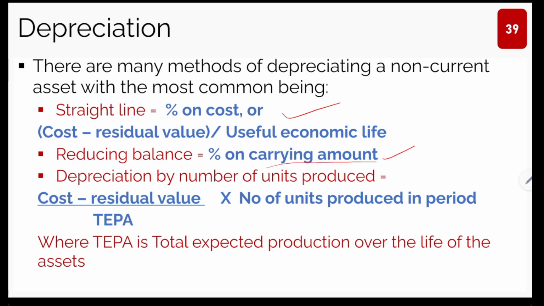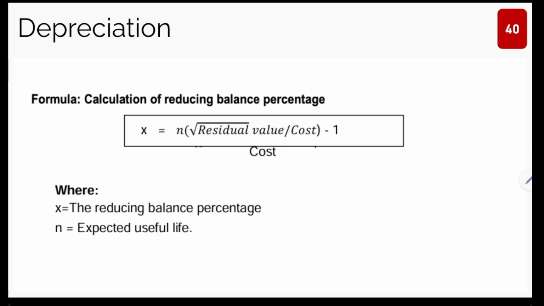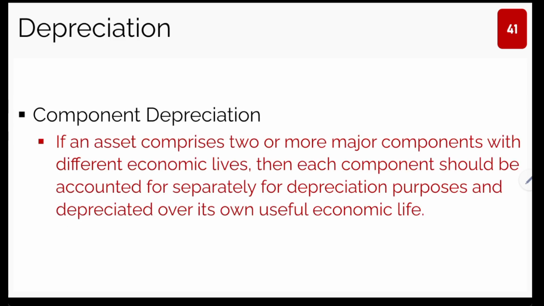So we have that at times your rates might not be given, but can you find it? Yes, you can, as long as you use this formula: residual value divided by cost, then minus 1, then of course the square root, and then divided by cost. Once you're able to do that, it will help you know the percentage in case you're not given the percentage.